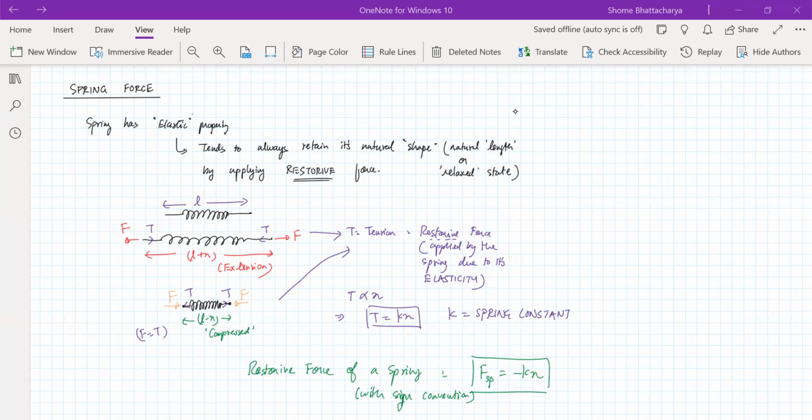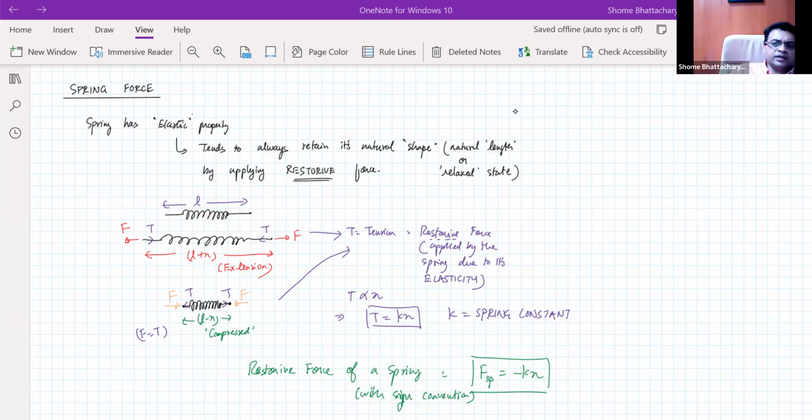Understood? Yes, sir. Similarly, from the natural length, in the first diagram, instead of extending it, if we want to compress it, then to go from the first state to the third state, what will we have to do? We have to apply an external force inwards. Why? Because the spring on its own is opposing that by applying a restoring force outwards. You understood now? Yes, sir.